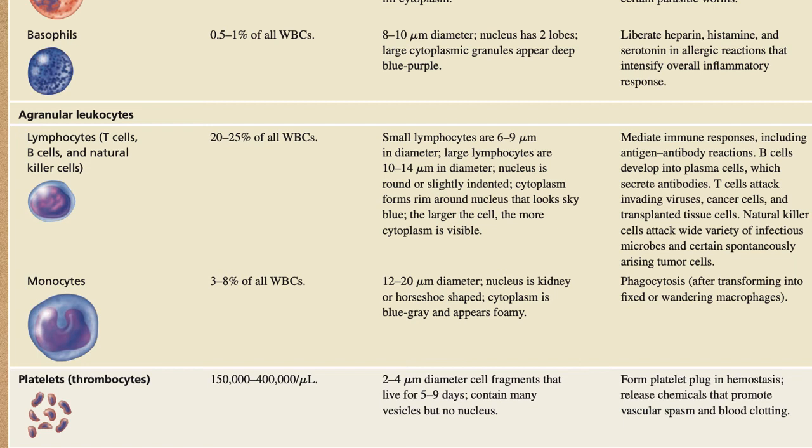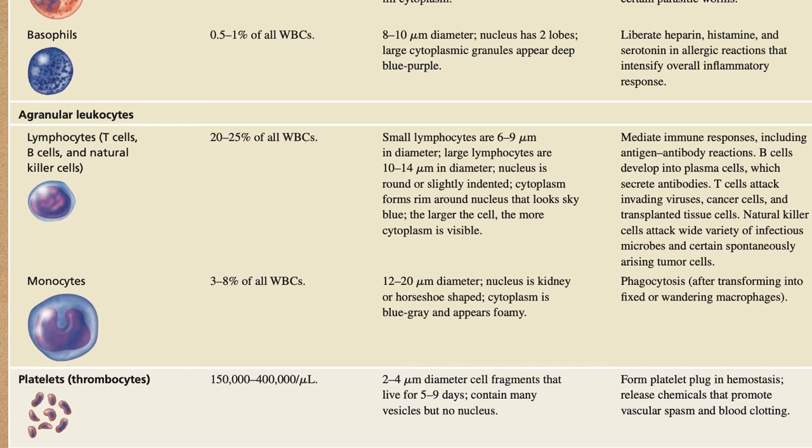But anyway, for platelets or the thrombocytes, it's around 150,000 to 400,000 per microliter. We also mentioned this earlier, so I hope you can remember that. The size is around 2 to 4 micrometers in diameter, and these are actually fragments of cells. Remember earlier the megakaryocyte? It lives for around 5 to 9 days and contains many vesicles but no nucleus. The function of this component of the blood is it forms the platelet plug in hemostasis.